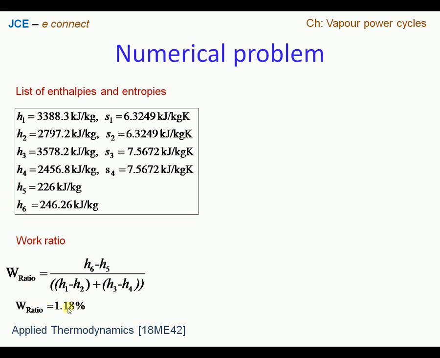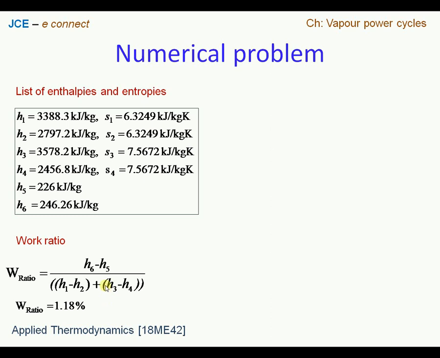So this 1.18% signifies that from the turbine work, whatever work is produced, 1.18% of that is being used up by the pump work. So it's a very small magnitude as compared to that of turbine work. Therefore usually in most of the problems pump work is neglected for this reason.